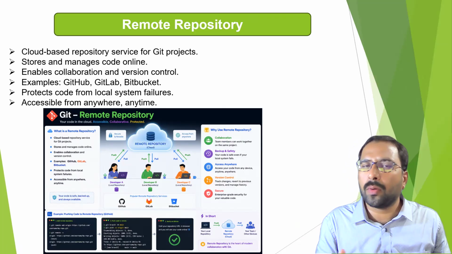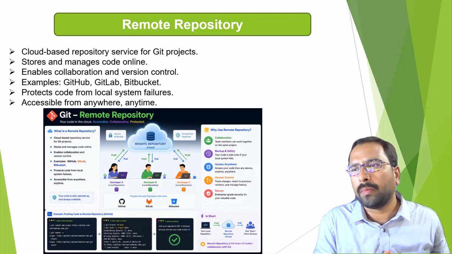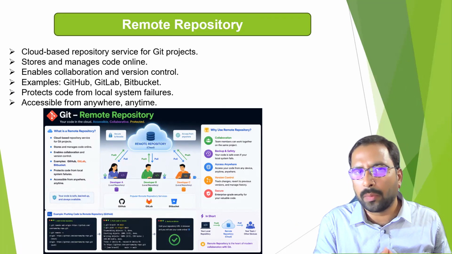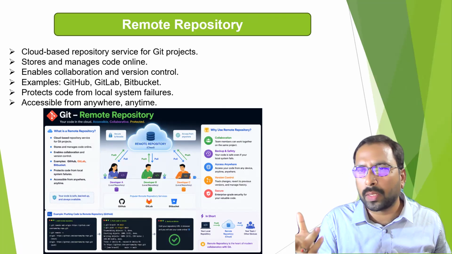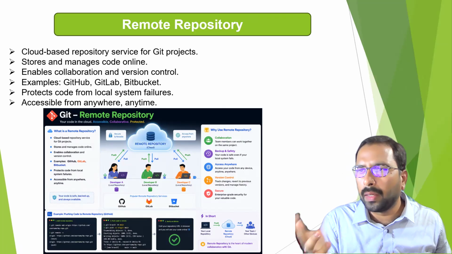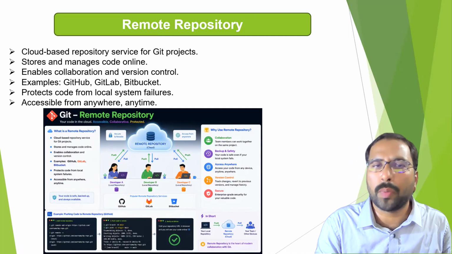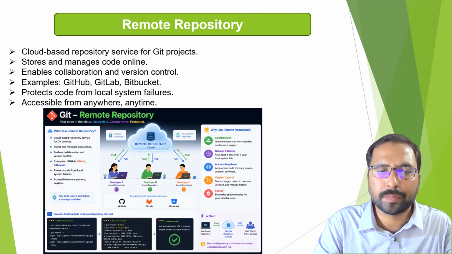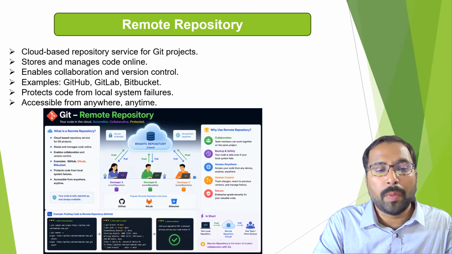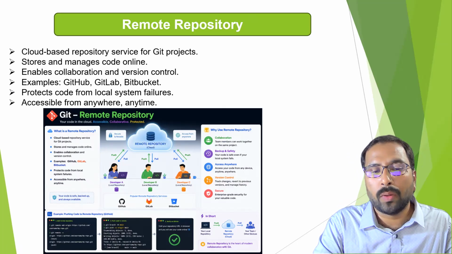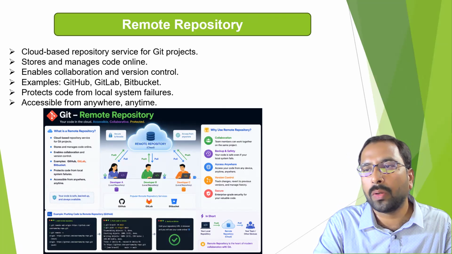And that code is going to be available all over the world. A number of developers will be there, right? Simply they'll connect to that project code and they'll work on it. Proper collaboration will be there. Popular remote repository services include GitHub, GitLab, and Bitbucket, which allow teams to share and manage code globally.